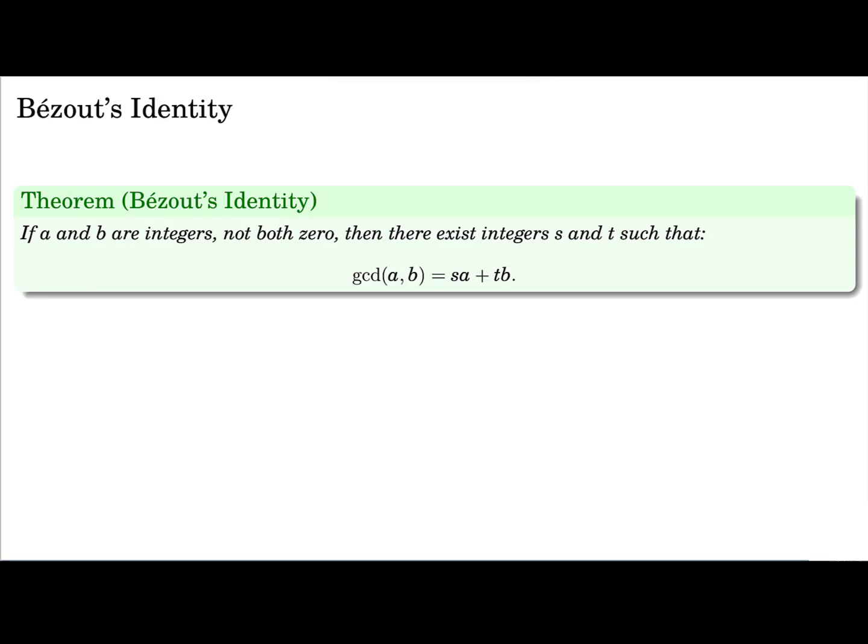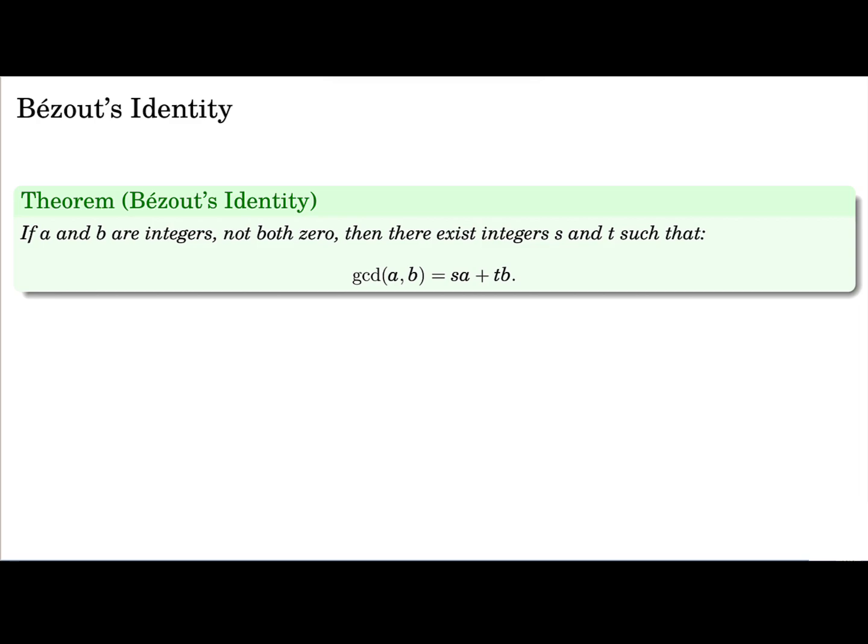If a and b are integers and both of them not 0, then Bezout's identity says the following: there exist integers s and t such that the GCD of a and b is equal to sa plus tb. So in other words, the greatest common divisor can always be written as an integer combination of the two numbers, right?